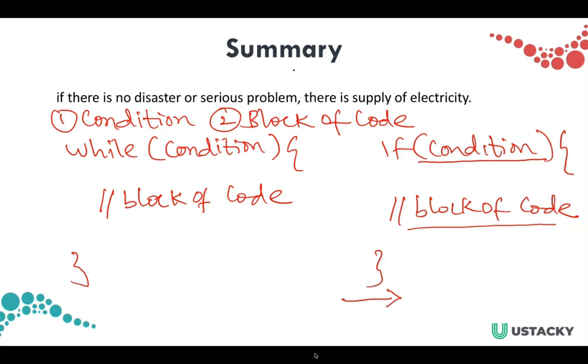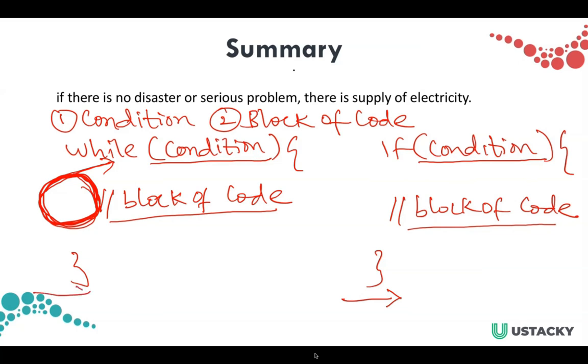But in while loop, when this condition is true, the block of code is executed and the line of execution goes back to the condition. If the condition is true again, the block of code is executed, it goes back to the condition again, and you can see that it forms a loop until the condition is false. And this is when the line of execution will jump here.